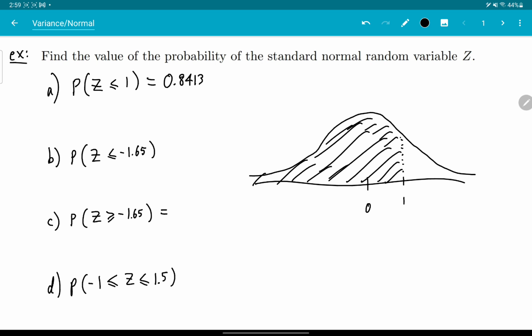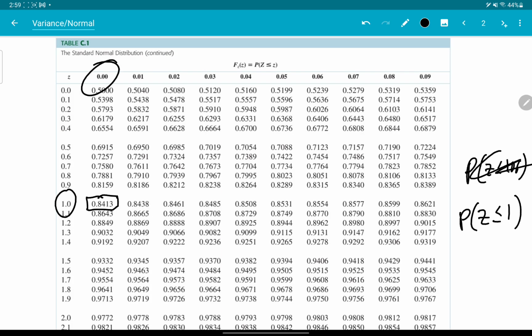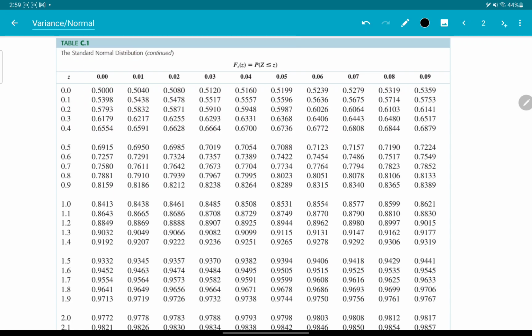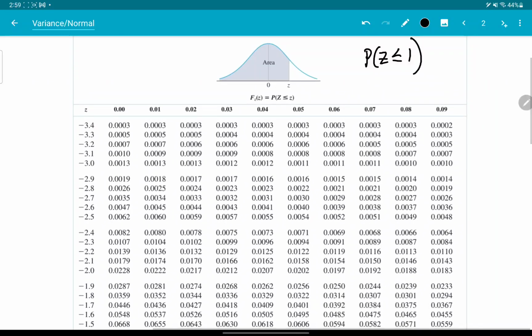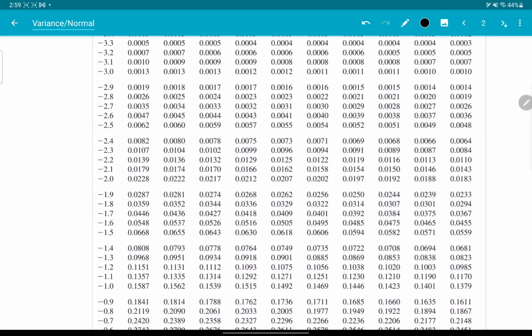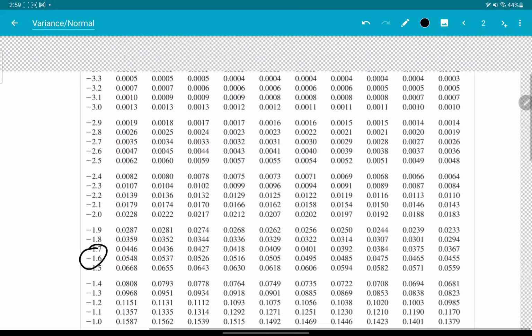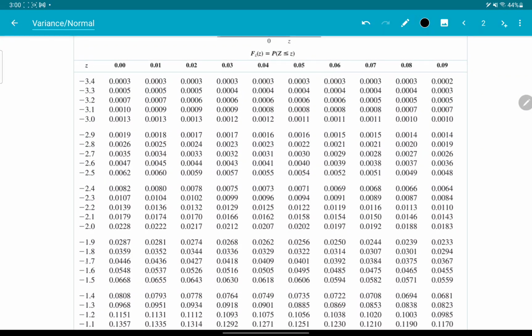Okay, let's do another example to see how the table works. Now we're looking for less than or equal to negative 1.65. So I go back to my table, erase all this nonsense. Now I want negative 1.65. So again, I'm looking at the first column. So that's this z here. And, oh, here's my negative 1.6. I want probability z is less than or equal to negative 1.65. So I need not just the 1.6, but I also need the 0.05 column.